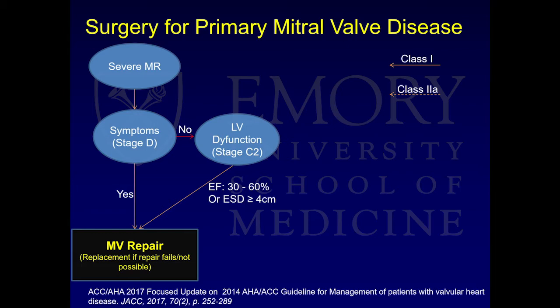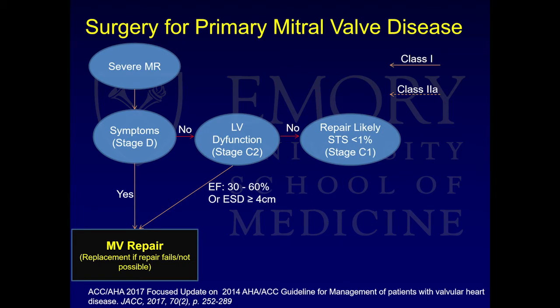So even if you don't have symptoms and you don't have the LV dysfunction, but you feel like your surgeon is highly likely to be able to repair that valve, and they're a very low-risk patient, then that is a 2A indication that if you could repair that valve, you could refer them to surgery. And if they're asymptomatic and they feel great, you could tell them, I recommend that we just fix this valve.